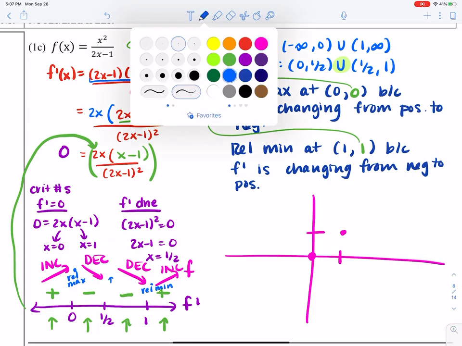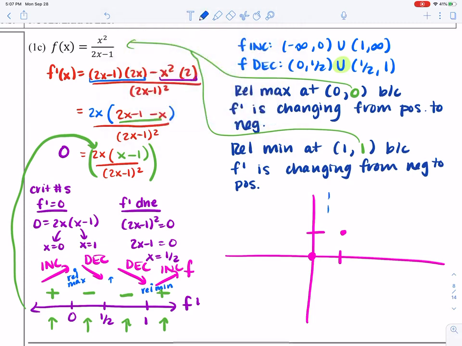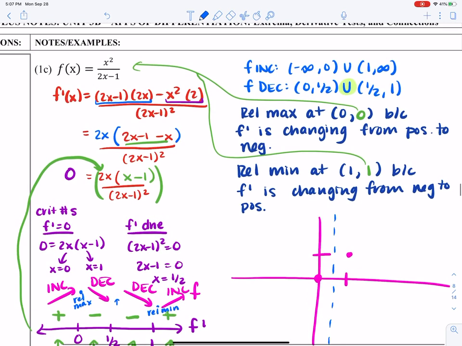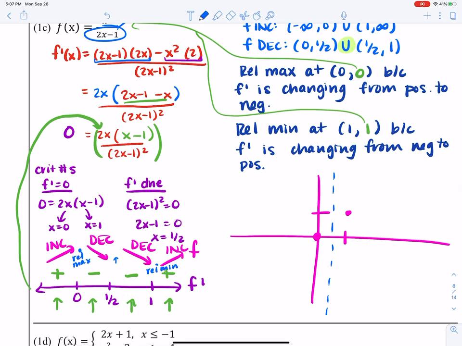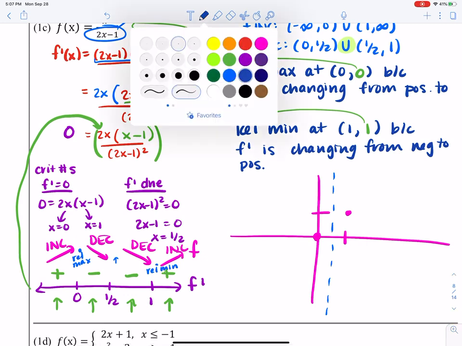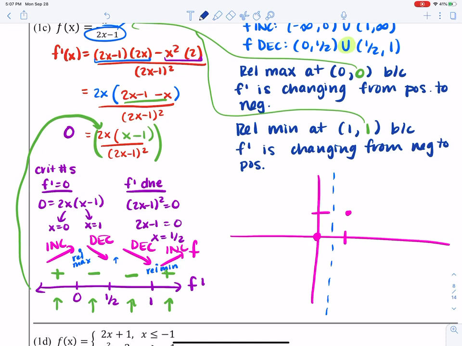Let's see what's happening here. I know I have a point at 0, 0. I know I have a point at 1, 1. And what you may have missed that's happening here is there is a vertical asymptote at 1/2. You're like, how do you know that, Miss Lowry? Take a look at this guy right here. You have a vertical asymptote at x equals positive 1/2.